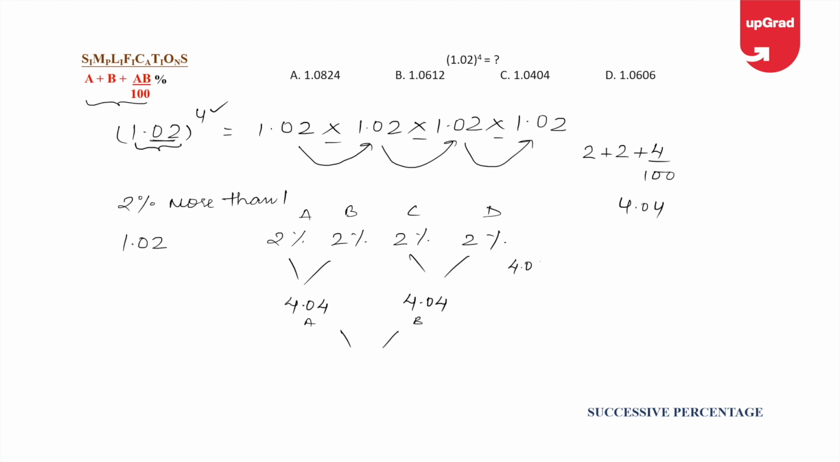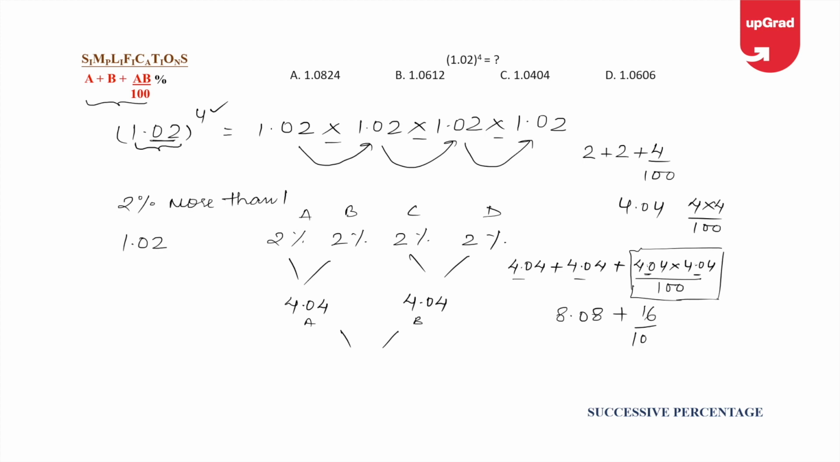So 4.04 plus 4.04 plus. Now you can understand this is 4.04 multiplied by 4.04 divided by 100. So let's see. So 4.04 plus 4.04 makes it 8.08 plus. Now I am not going to solve this particular value, don't worry, I am not going to do it in examinations either. Because I know the trick of actually rounding off the values. So instead of taking it as 4.04 and 4.04, I would rather take it as 4 and 4, which will give me 16, and 16 upon 100 will be my value.